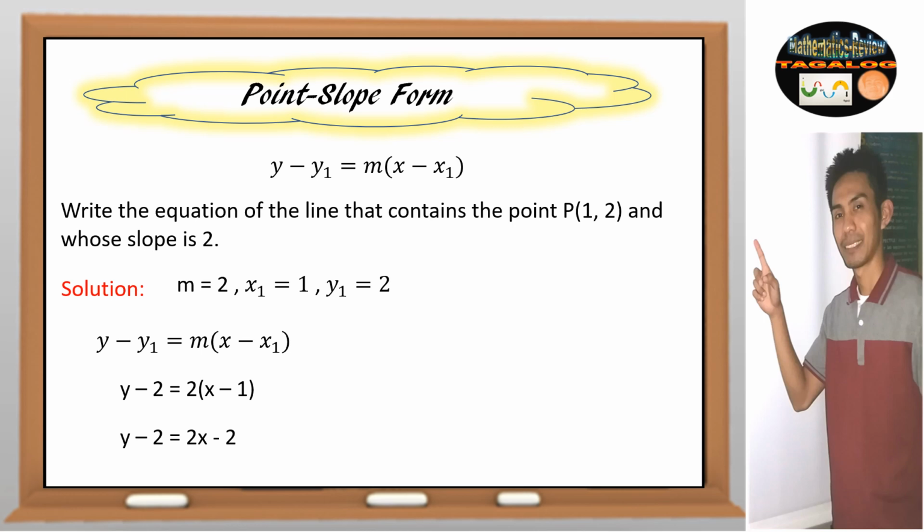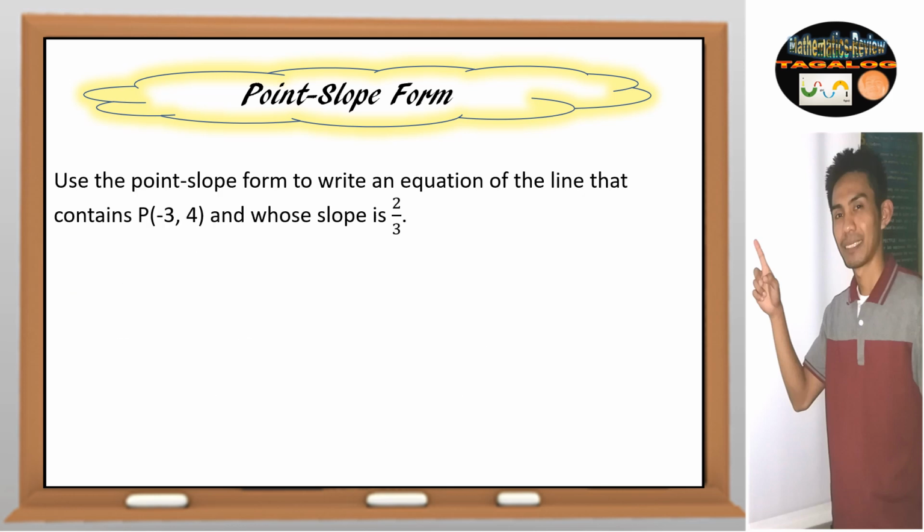Then, we transpose negative 2 doon sa right side. Lipat lang po natin. Y is equal to 2x minus 2 plus 2. Then, negative 2 plus 2 equals 0. Then, y is equal to 2x plus 0. Ito na po ang equation ng line natin. Y is equal to 2x.